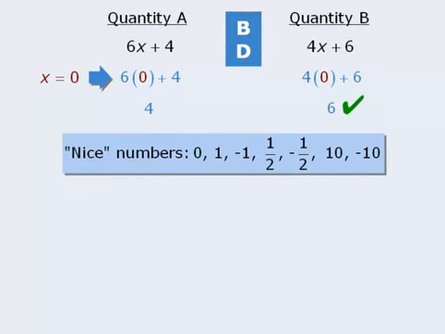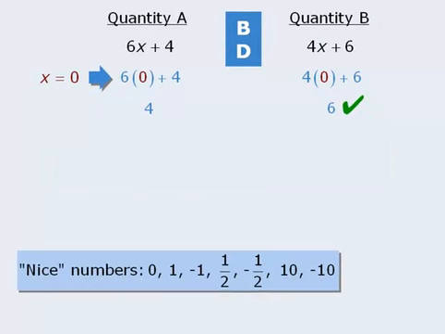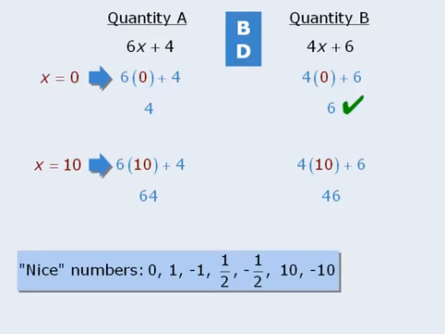At this point, we'll try another value of x. Let's try x equals 10. If x equals 10, we'll plug 10 into the two quantities and then evaluate to get the following. So when x equals 10, quantity A is greater than quantity B. So in the first case, quantity B was greater, and in the second case, quantity A was greater. Given these contradictory results, the correct answer here must be D. We cannot definitively say which quantity is greater.